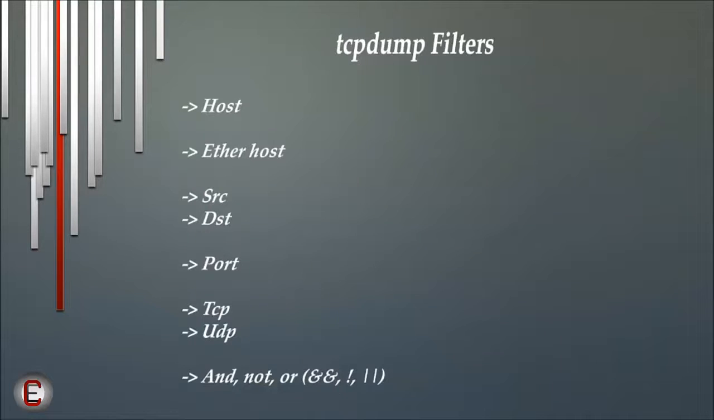Here are some well-known Tcpdump filters. Host for IP address of source or destination, ether host for MAC address, src is for source and dst is for destination. Port is for capturing traffic for a specific port. TCP and UDP are for specific TCP or UDP traffic. The logical operators and, not, and or can be used as is or in symbol format. There are many other filters, but I have just mentioned a few important ones here.